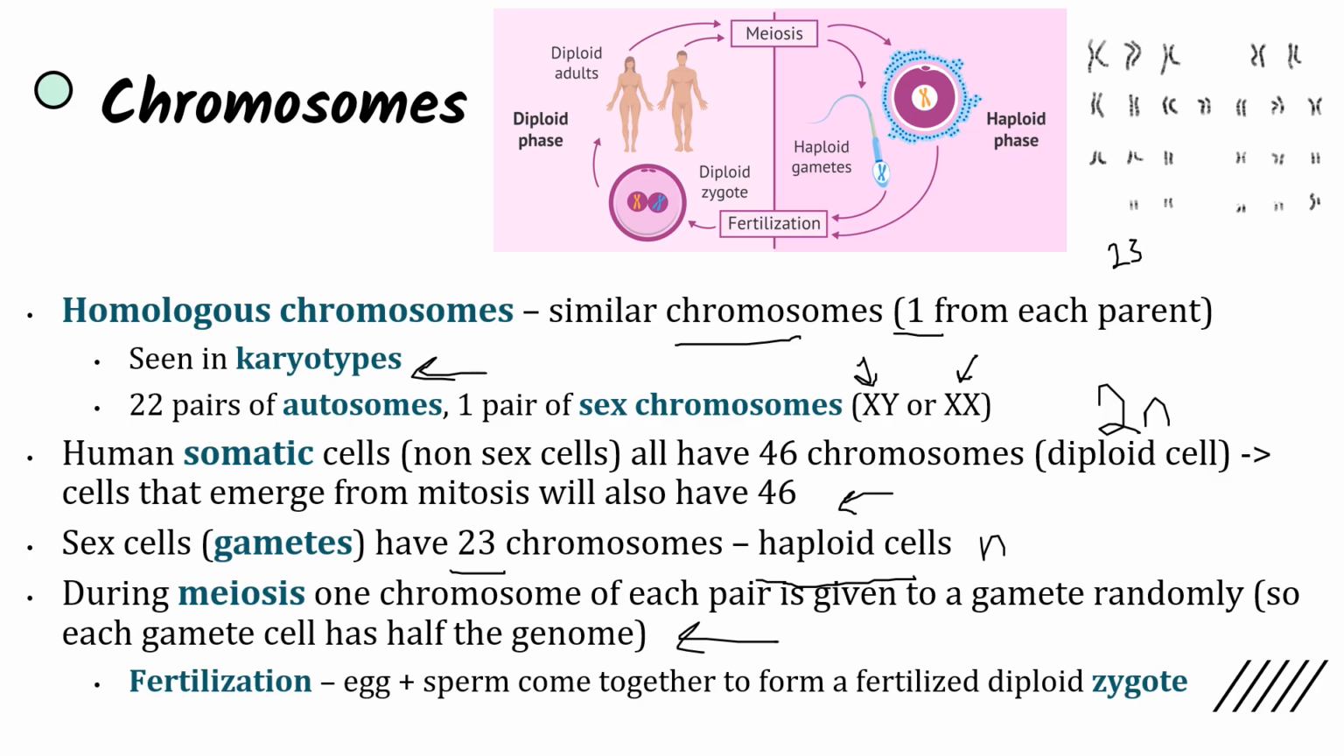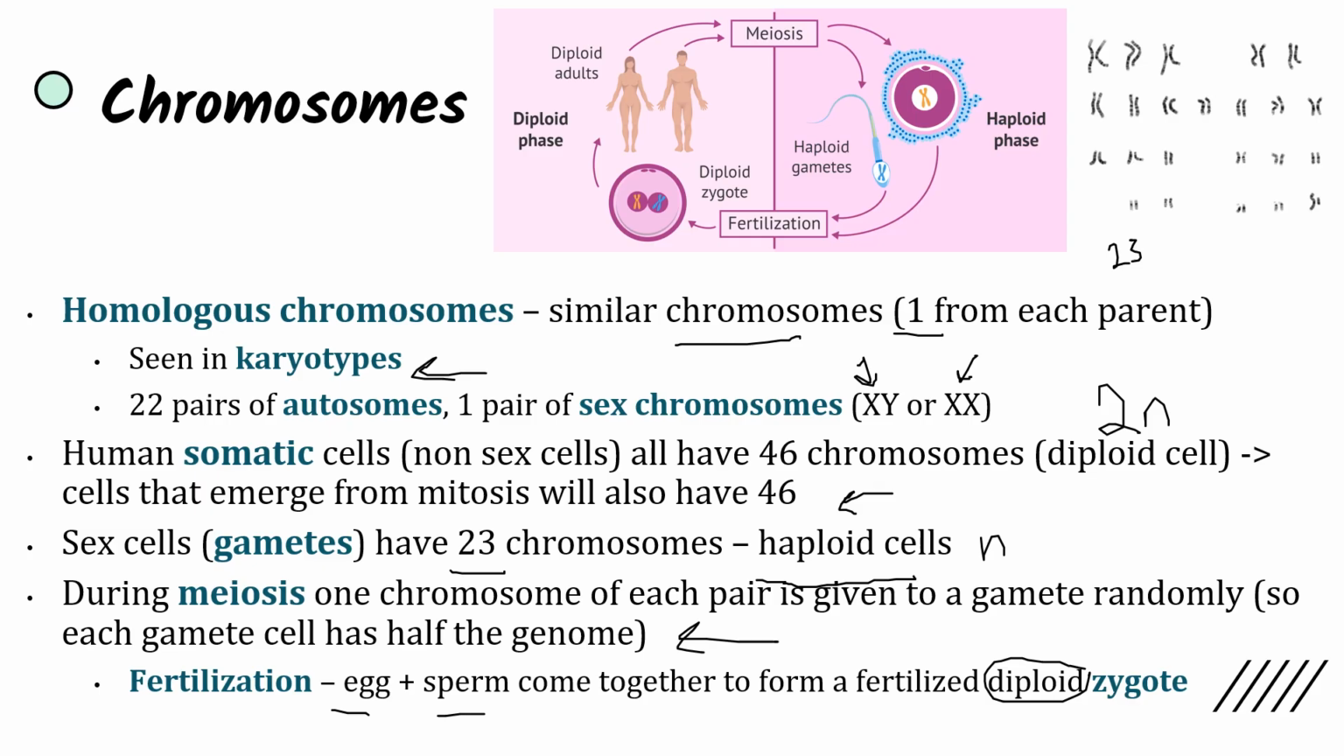Remember, that's the whole point of meiosis. We're trying to create cells that, when they come together, will form one full genome. That's why each meiosis cell has 23 chromosomes. Fertilization is when egg and sperm come together to form a fertilized diploid zygote. So we take our meiosis cells, which are all haploid with 23 chromosomes each, and put them together to form our diploid zygote, which has 46.